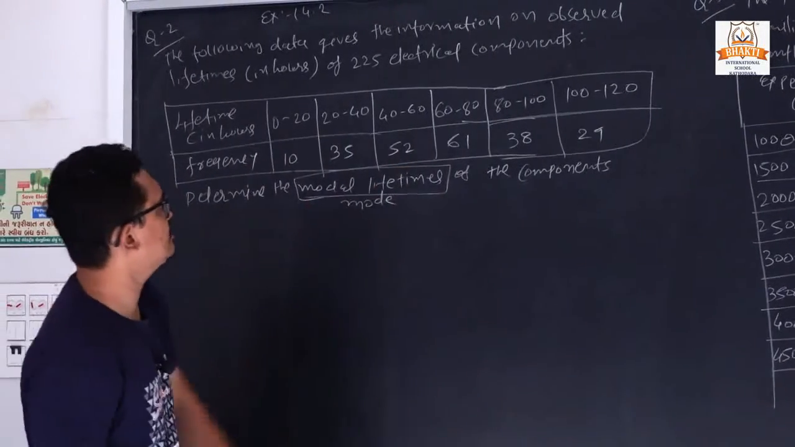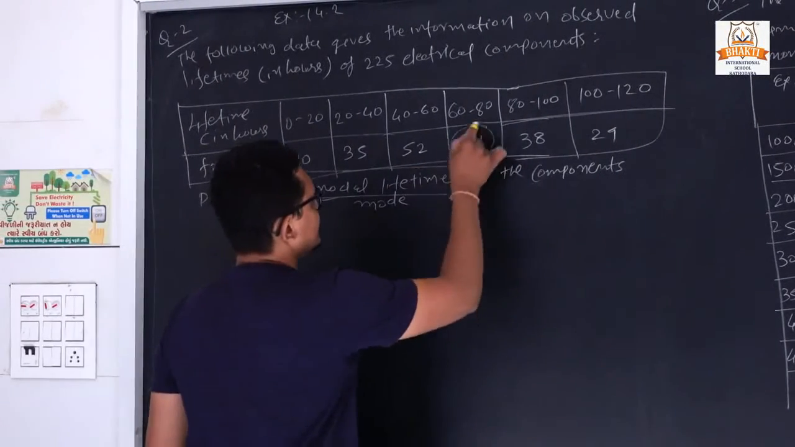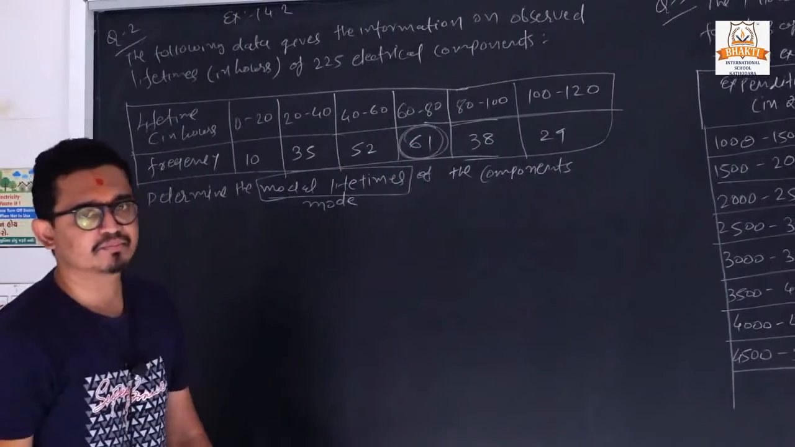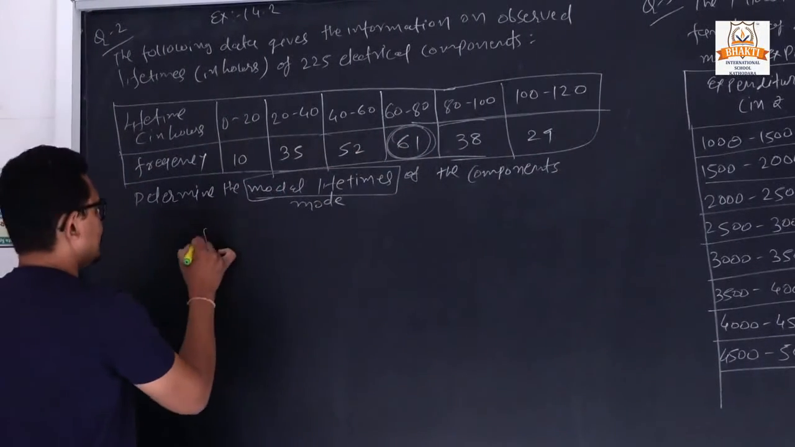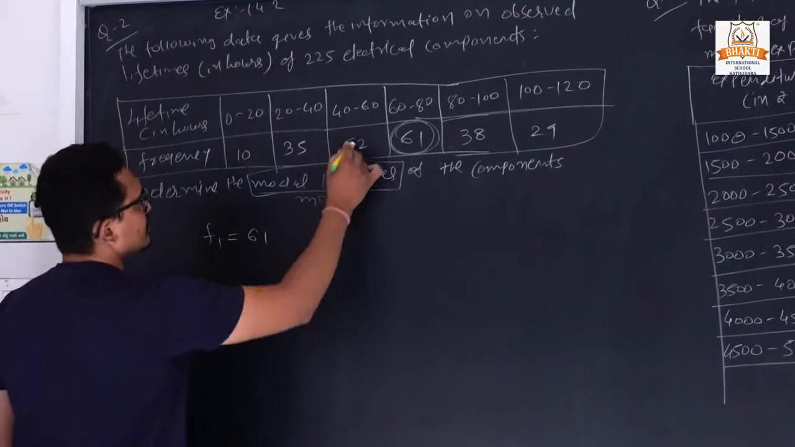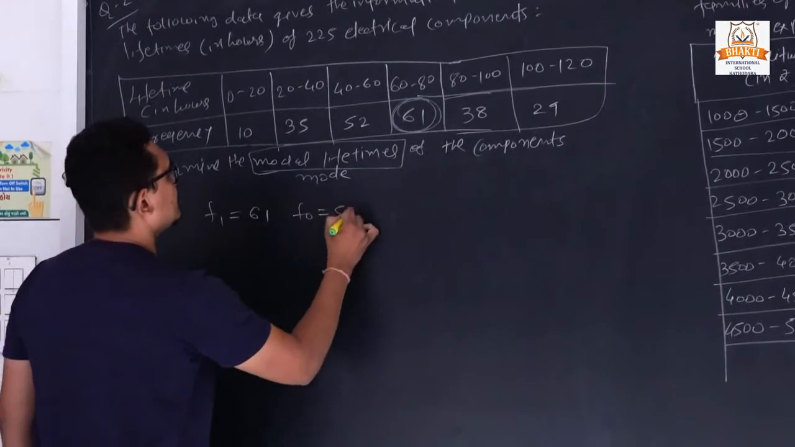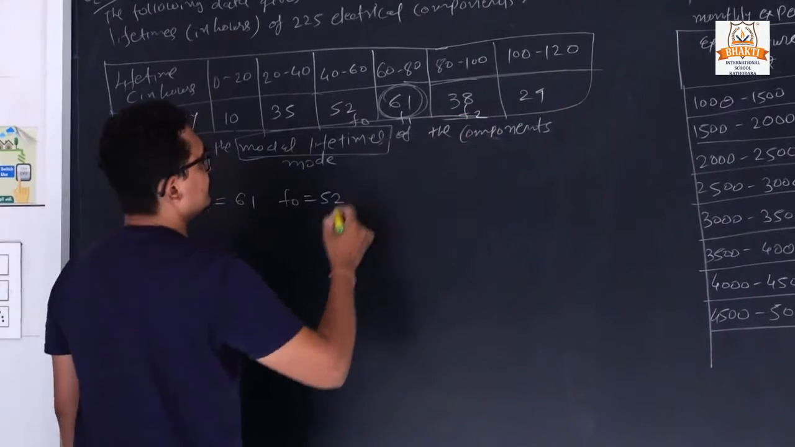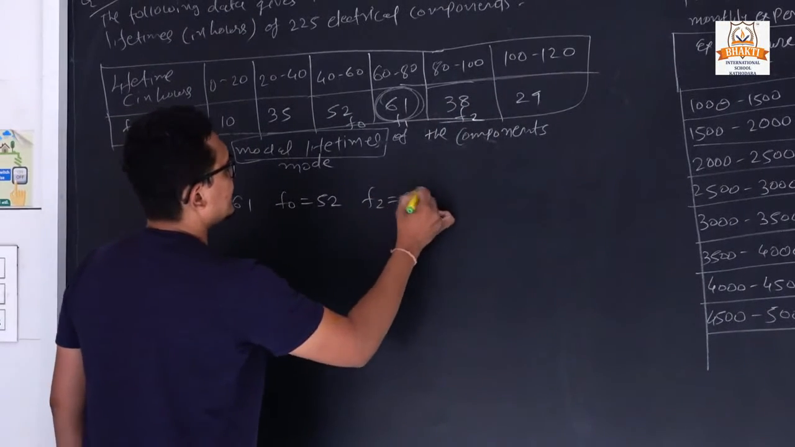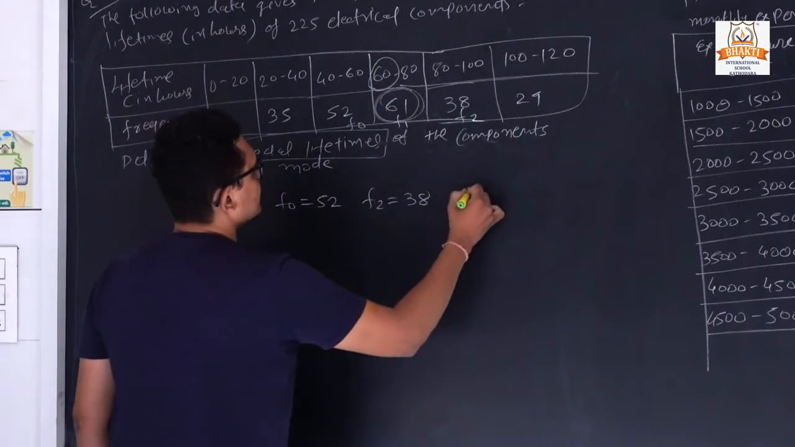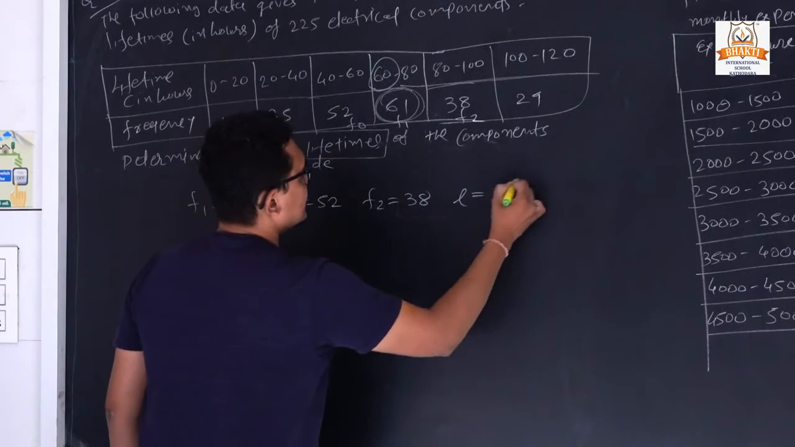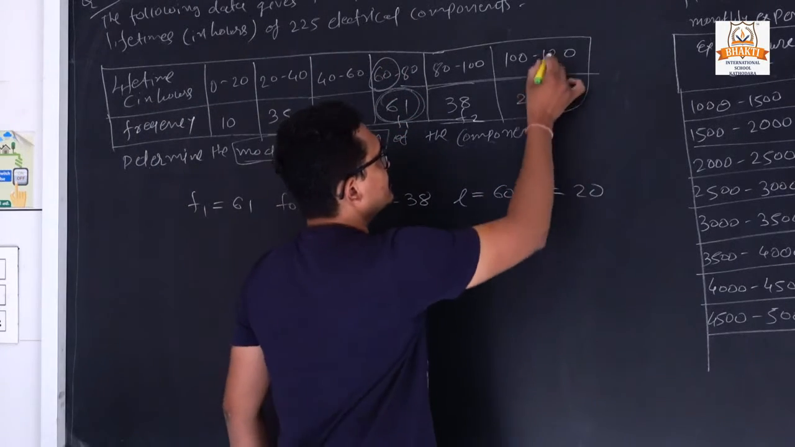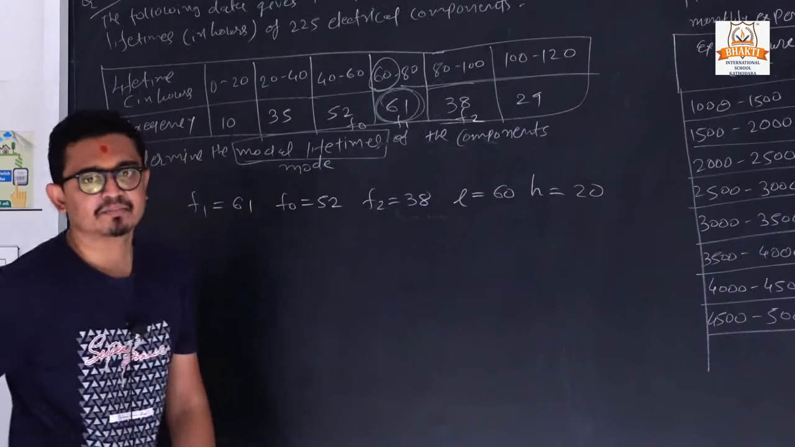Which class has the maximum number of observations? It is 61. Out of these, 61 is the largest number. So what is F1? 61. What is F0? 52. And what is F2? F0, F1 and F2. So F2 is 38. What is our L? The lower class limit is 60, and the upper is 80, 80 minus 60, so h is 20, because each class is 20.